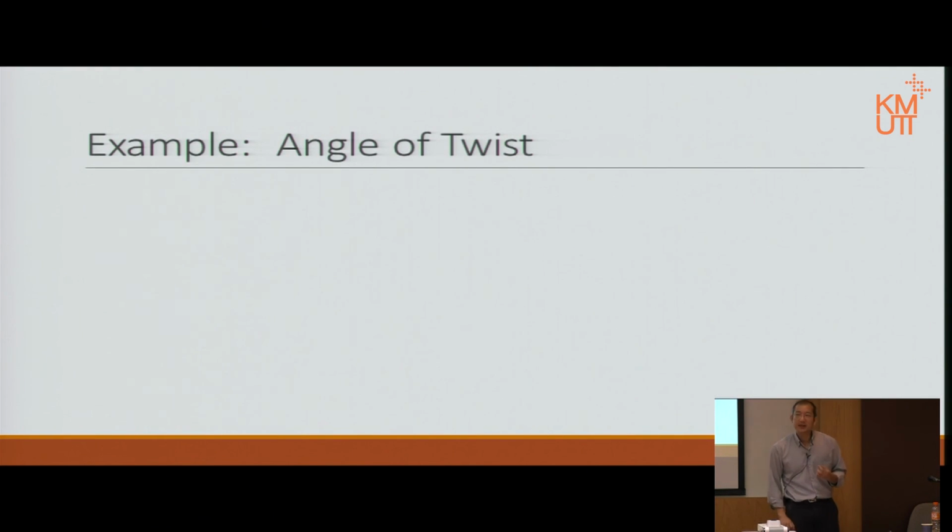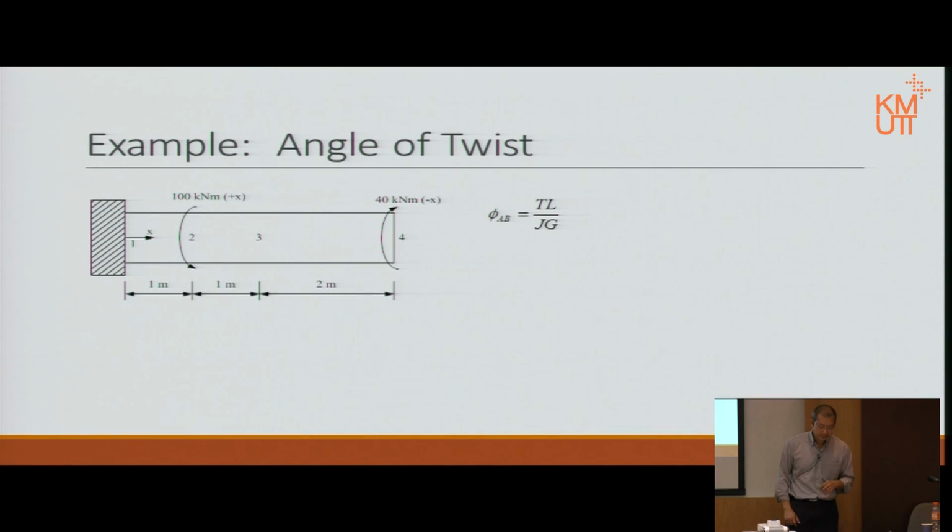Next, the angle of twist. Because we have 2 sections, 1 and 2 is one value of torsion, 2 and 4 is another value of torsion. Similar to what we do with the axial forces, we have to look at the 2 different sections separately, then combine the effect. This is the total picture. That is the equation for phi.